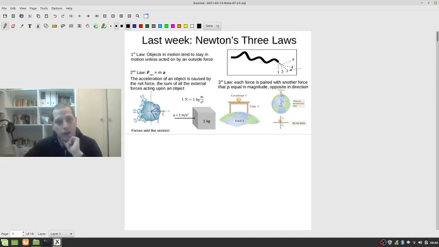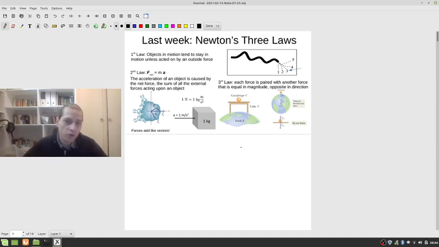And then our third law is that each force is paired with a force that is equal in magnitude and opposite in direction. And so here's an example that we had last Friday in our lecture of a cantaloupe and a table, where we have two different paired forces where the cantaloupe and the earth are pulling on each other gravitationally. And we had another paired force where the cantaloupe is pushing down on the table and the table is pushing up on the cantaloupe with the normal force.